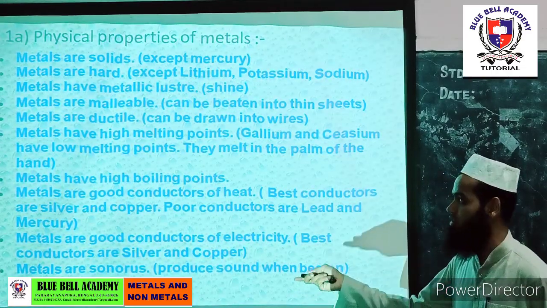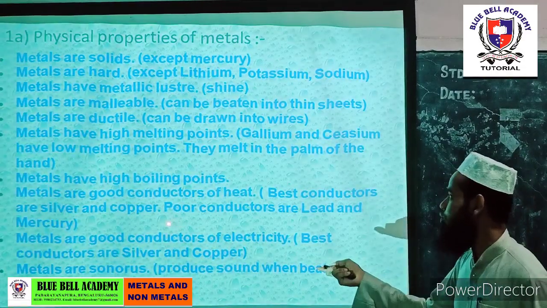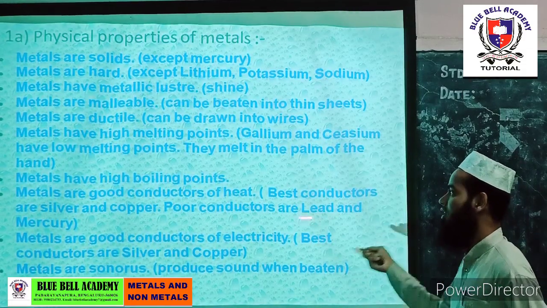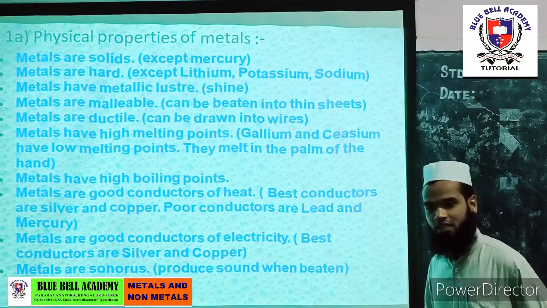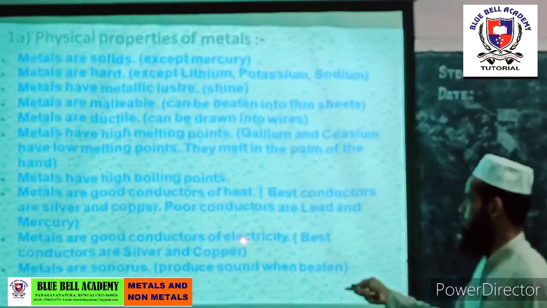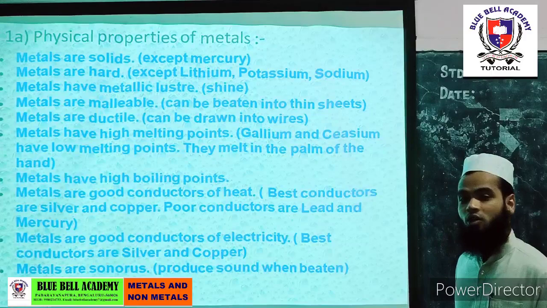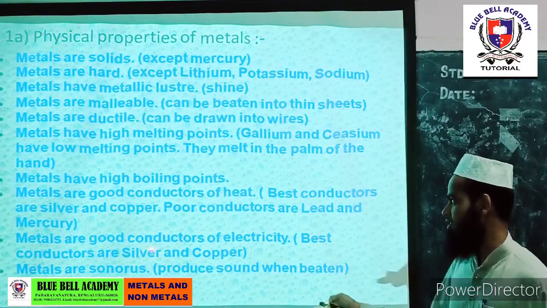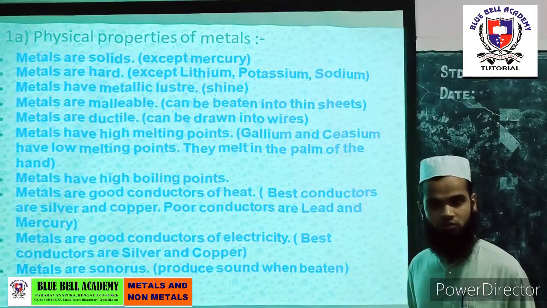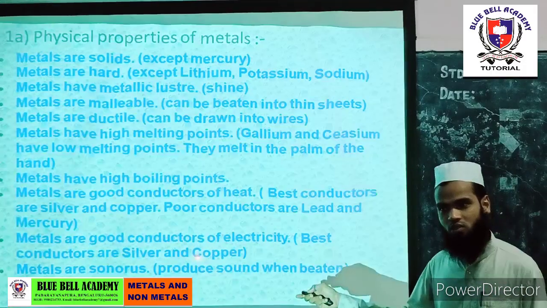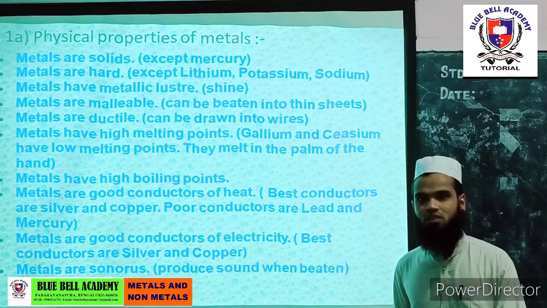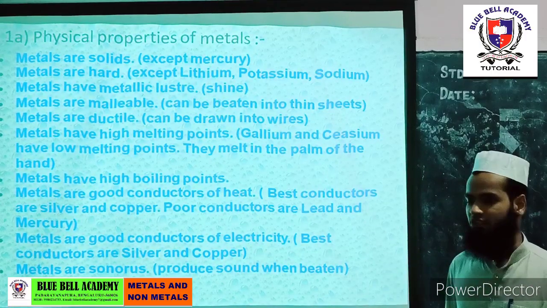Because of that only we use it in the vessels too. Poor conductors of heat are lead and mercury. In the same manner, for electrical conductivity, all the metals are good conductors of electricity. One of the best conductors of electricity are silver and copper. So mostly in domestic electric circuits we prefer copper because it is one of the best conductors of electricity.